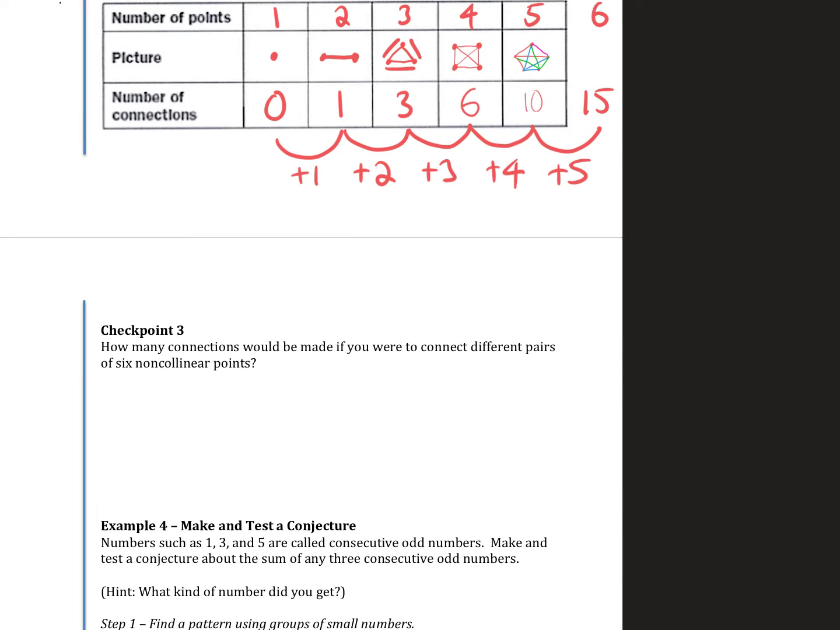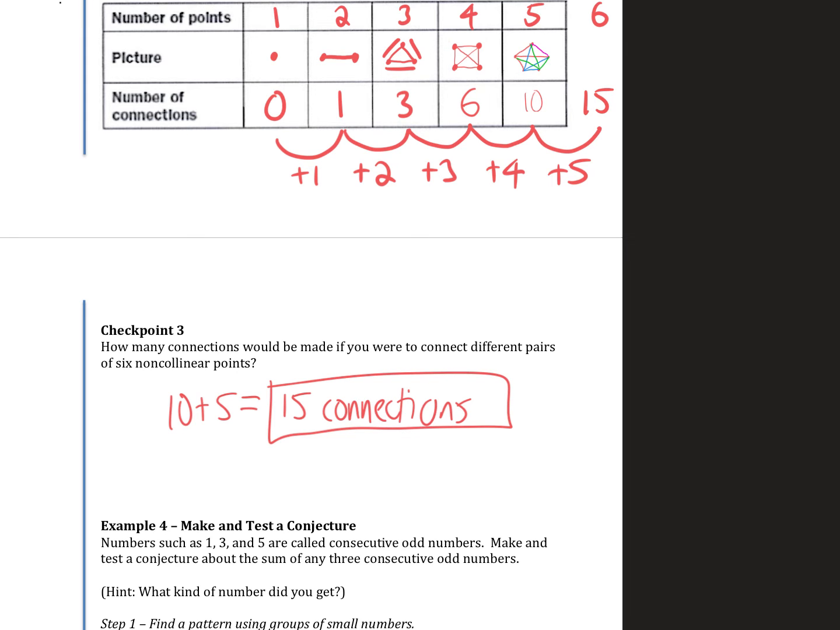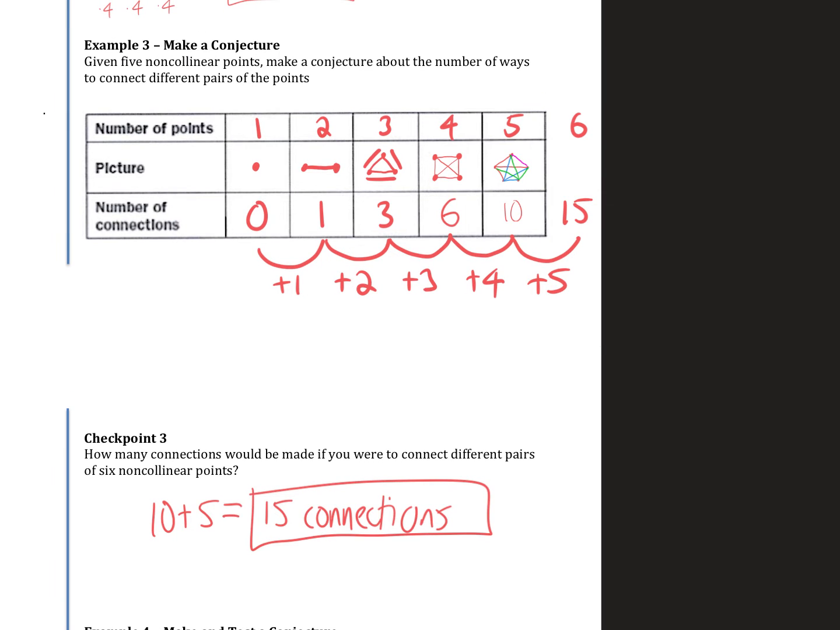So down here, it says how many connections would be made if you were to connect different pairs of 6 non-collinear points. And that would be 10 plus 5, which equals 15 connections. Okay? So I went through that kind of quick. But basically, all we're doing is connecting points. And I would just start with 1 point and kind of go all the way across.